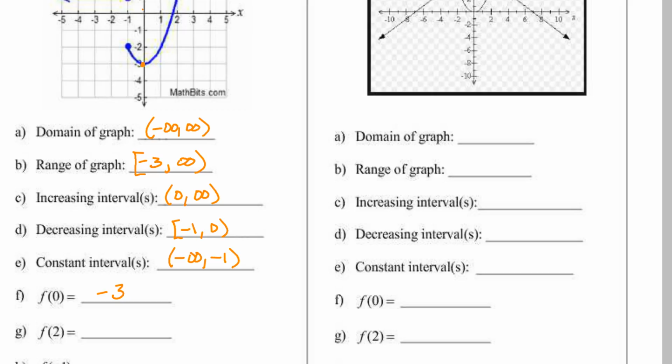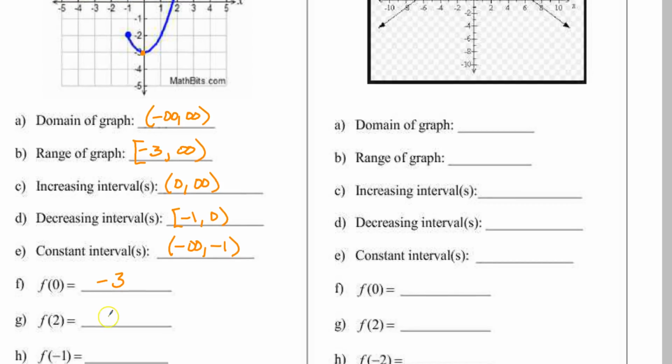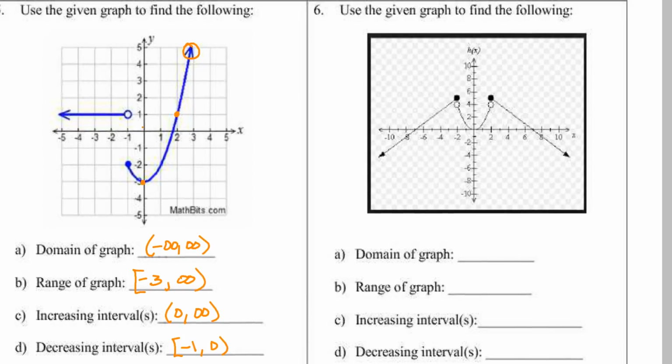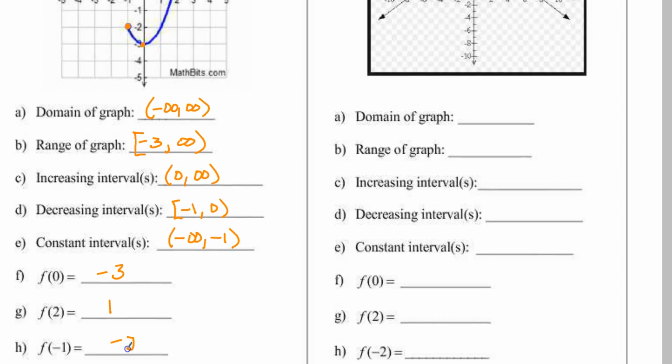F of 2, so I find positive 2 on my graph, go up until I touch my graph, and I'm at positive 1. And f of negative 1, at negative 1, well, I've got part of a graph up top and part of a graph below. We only care about the part that's shaded or colored in, which is going to be down here, which is at negative 2.